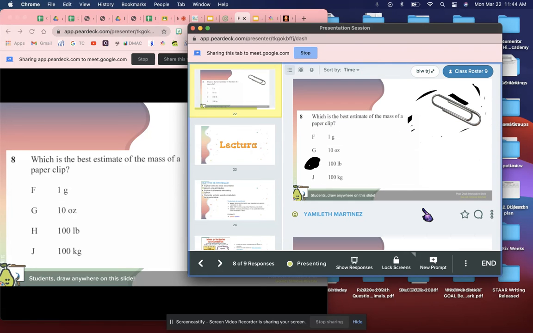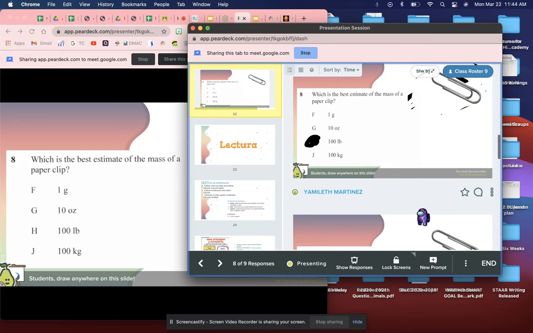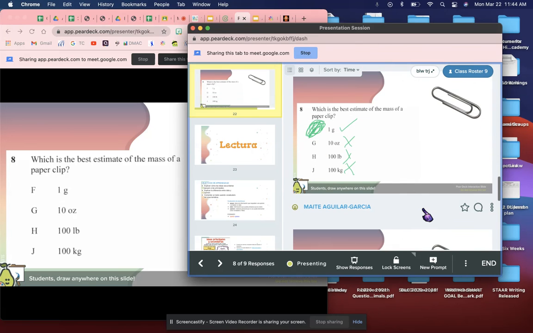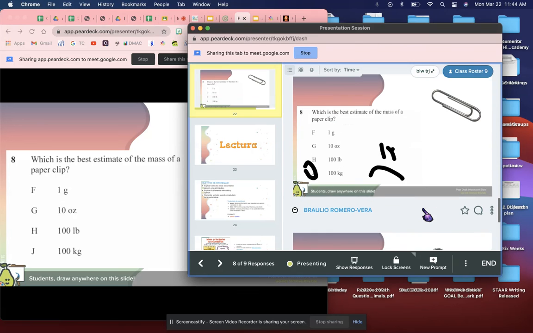Jamilet, 100 pounds for a paper clip. Braulio, 100 kilograms, 100 kilos para un paper clip.